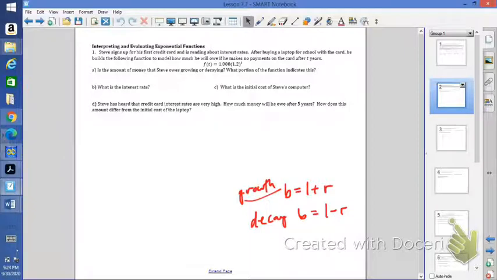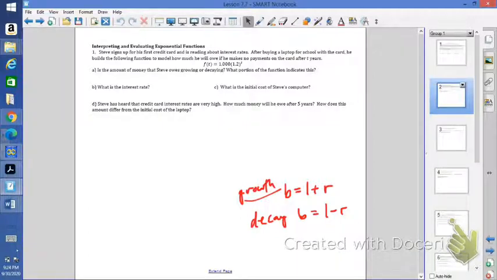Alright, our first example problem. Steve signs up for his first credit card and is reading about interest rates. After buying a laptop for school with the card, he builds the following function to model how much he will owe if he makes no payments on the card after t years. So the function there is f of t equals 1000 times 1.2 to the t. Part A: is the amount of money that Steve owes growing or decaying? What portion of the function indicates this?